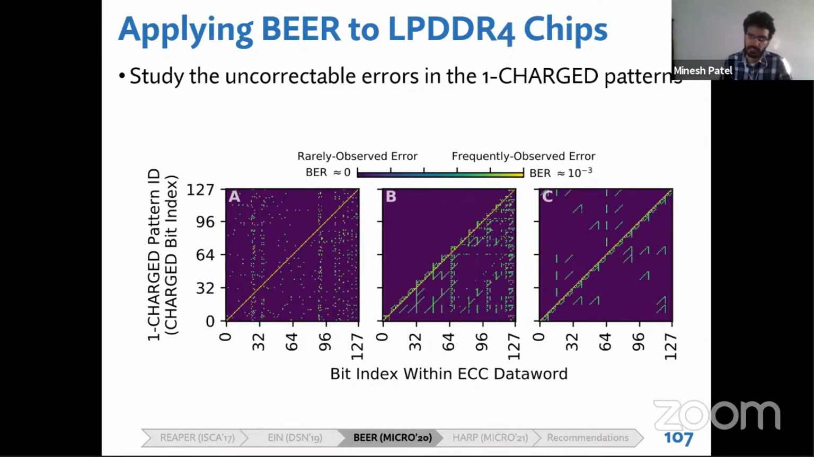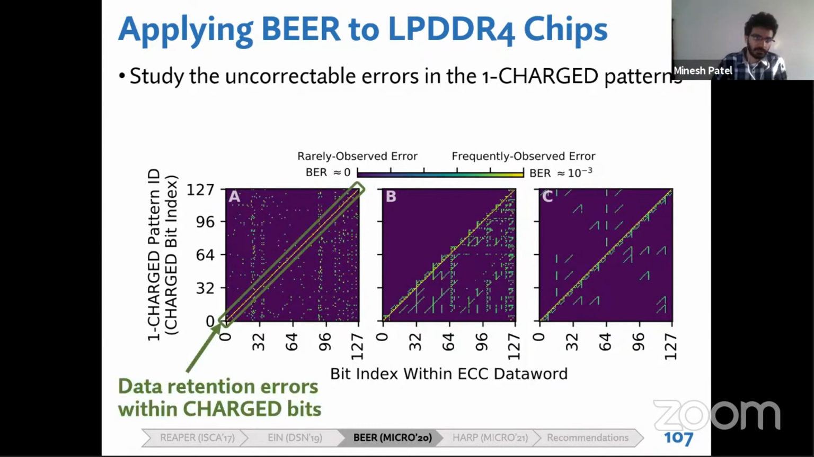The first thing we notice is that the data retention errors occur across the y equals x line, and these are shown in yellow. These correspond to data retention errors within the charged bits. Note that this is the one charged pattern, and so that single bit that's charged exhibits a data retention error, and that's what we're observing. Now, any errors off of the y equals x line are miscorrections, which are purely an artifact of ECC correction because they correspond to discharged data bit positions. And so all of these errors must have occurred when on-die ECC performs an undefined operation when faced with uncorrectable errors.